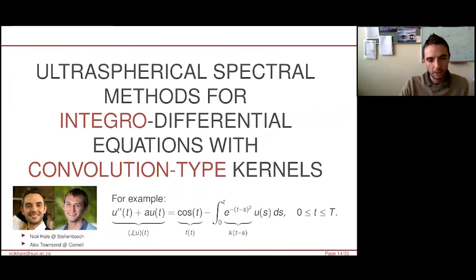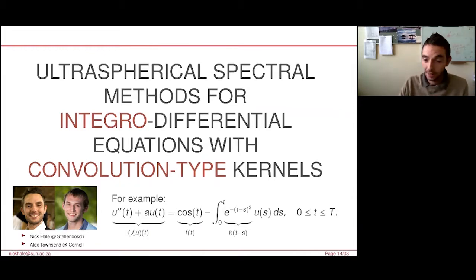And the first of these was extending the method to work with integro-differential equations, in particular with convolution type equations. So if you're not sure what that means, here's an example. On the left-hand side, I have some linear differential operator. It could be more general, but for simplicity, I'm just going to use the same one as I've been using so far in the talk.